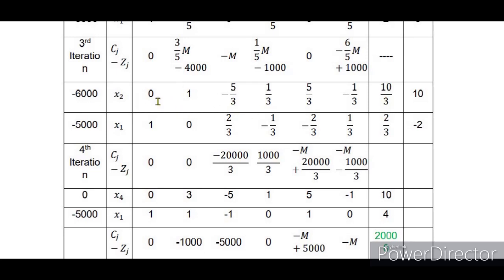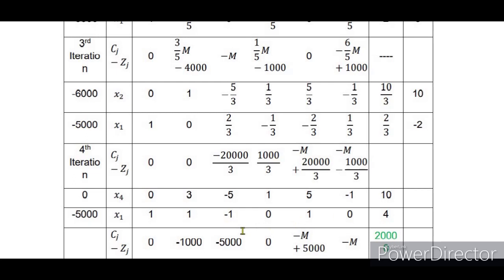So 0 divided by 1/3 is equal to 0. 1 divided by 1/3 is equal to 3. Negative 5/3 divided by 1/3 is equal to negative 5. 1/3 divided by 1/3 is equal to 1. 5/3 divided by 1/3 is equal to 5. Negative 1/3 divided by 1/3 is equal to negative 1. 10/3 divided by 1/3 is equal to positive 10.